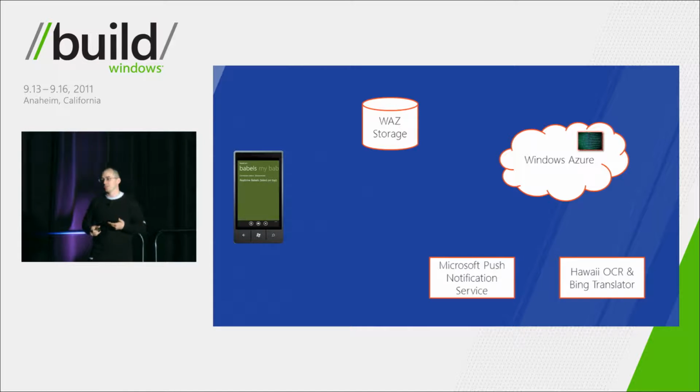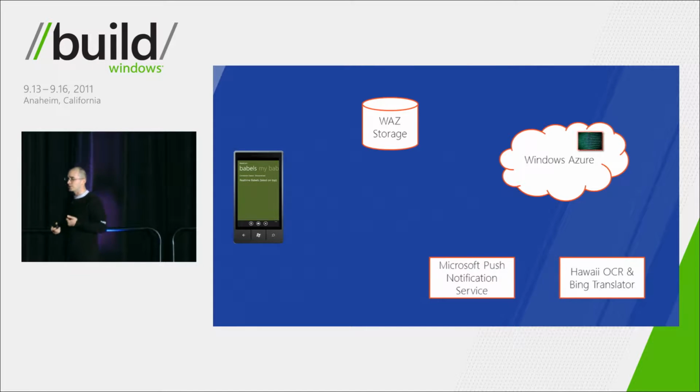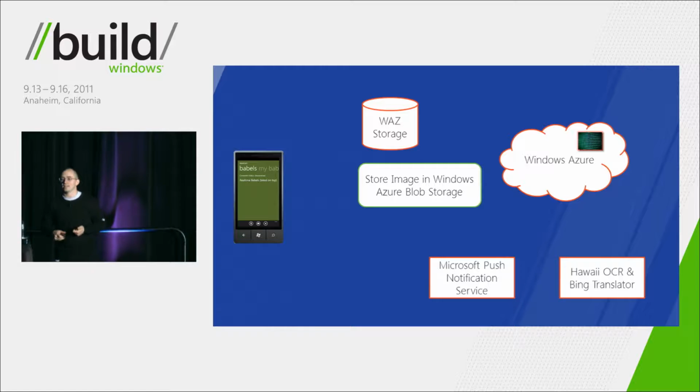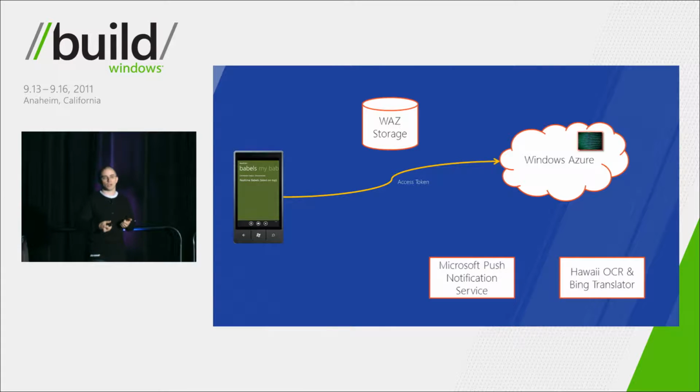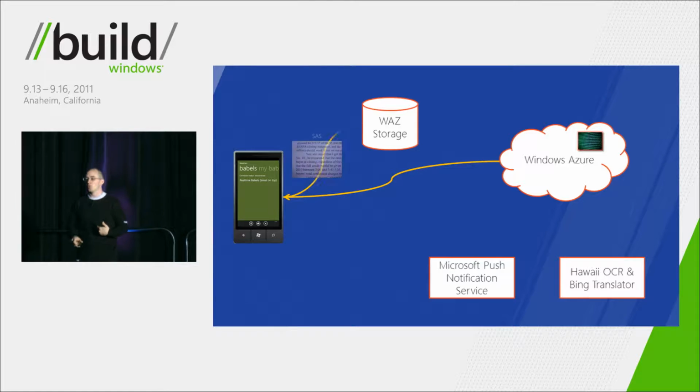With that token, what I next did after I took the picture is requested a shared access signature from Windows Azure so that I could upload this image directly to Windows Azure storage. So I sent the token back to the services, and it sent me back a shared access signature, which I then used to deploy the image right into Windows Azure storage. So I didn't have to proxy the upload of that image through another service. I could go directly to storage.